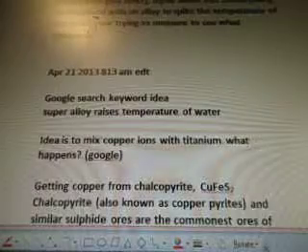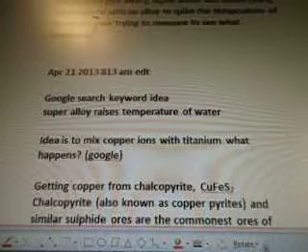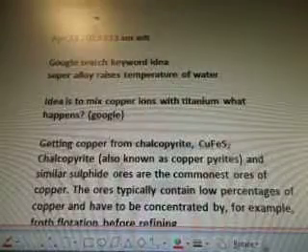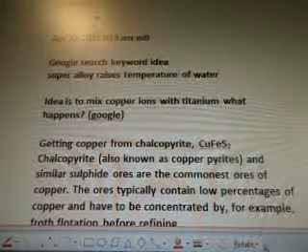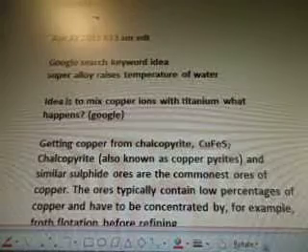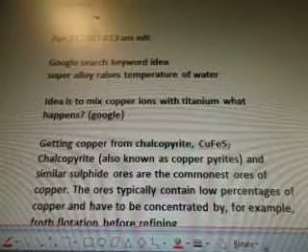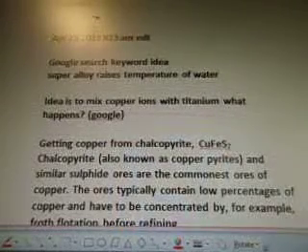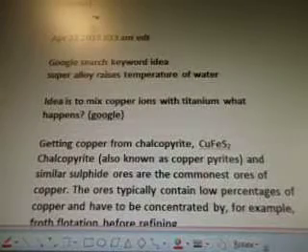And then I Googled the search keyword idea of superalloys raises temperature of water. And then I took a little break, and two words came into my mind. It said mix your copper ions with titanium. So then I'm going to Google to see what happens with that.